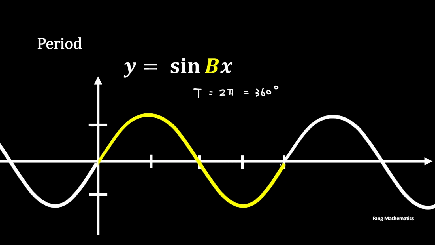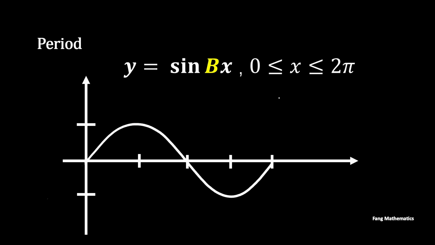And after each 360 degrees, or 2 pi radian, the trigonometric function will keep repeating and move on forever in both the left and the right direction. We are now going to look at this normal sine graph in which y is equal to sine x. If you look at the uppercase B, the multiplier inside the function, it is assumed as 1, and we all know that this normal sine graph has the period equal to 360 degrees.